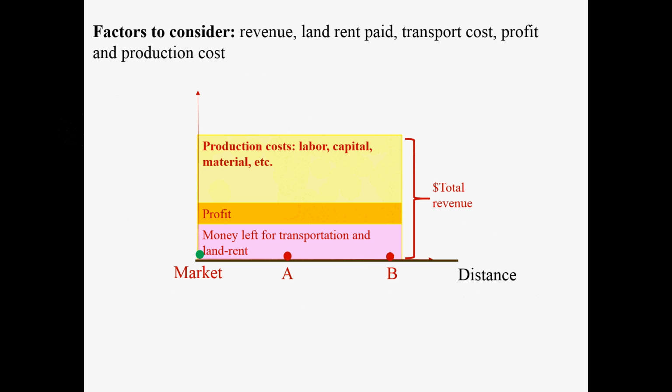Try to find my cursor. So the profit for A is this deep. The profit for B is also this deep. So from the total revenue, after taking off the production cost and the profit, what is left is the money for transportation and the land rent. So this part of money is the same for A and B. The money for transportation and the rent is the same for A and for B. Here we begin to see that location makes the difference. Let's move on to the next slide.